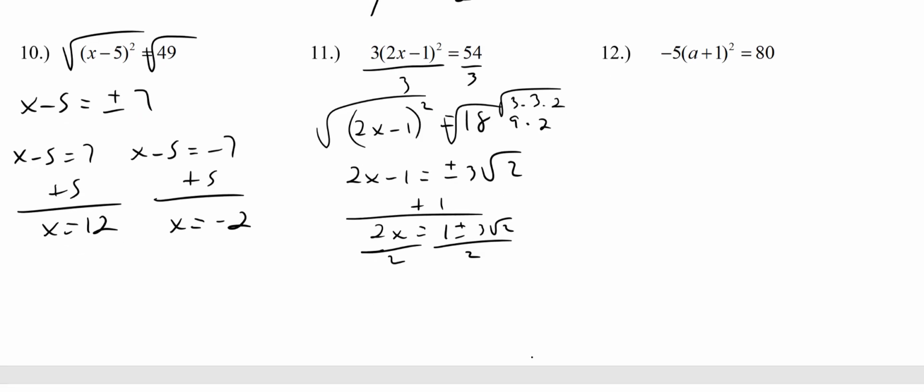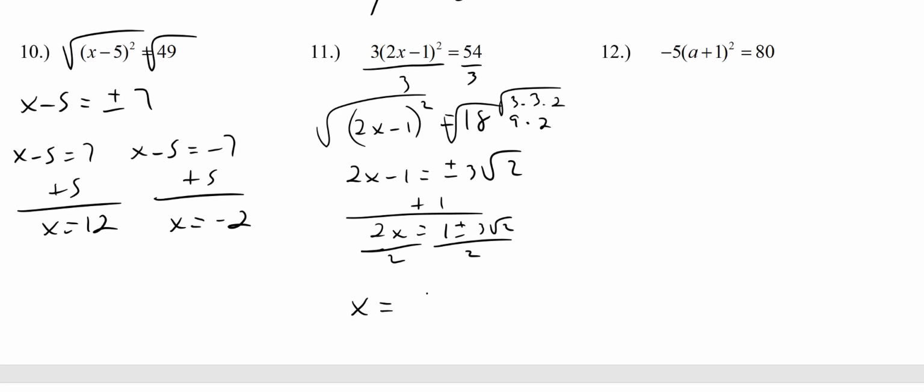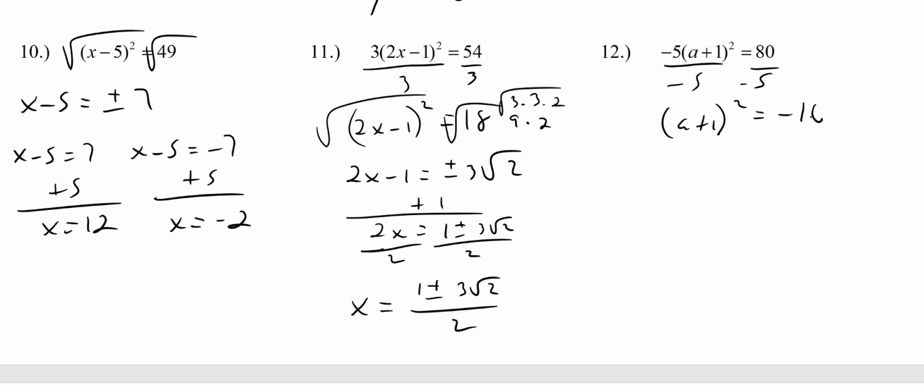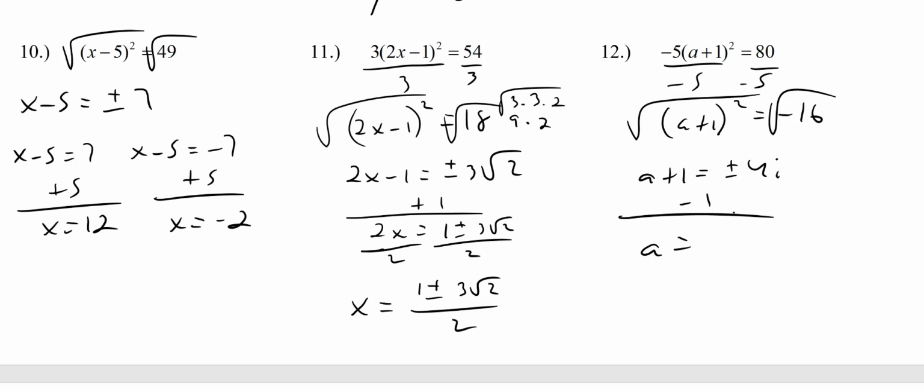Move this down just a little bit. x equals basically 1 plus or minus 3 root 2 over 2. Okay, looks kind of complicated, but it's not that bad. Okay, so this next one I'm going to divide by negative 5. So a plus 1 squared equals negative 16. Now you can have an i here. Take the square root, so a plus 1 equals plus or minus 4i. And then you just subtract 1 from both sides. You can't add those together. So a is equal to negative 1 plus or minus 4i.